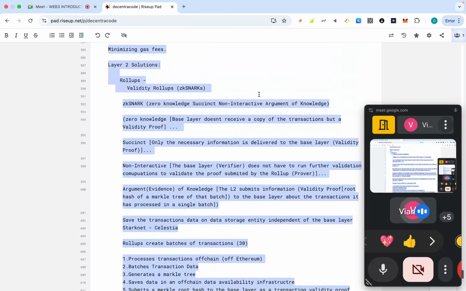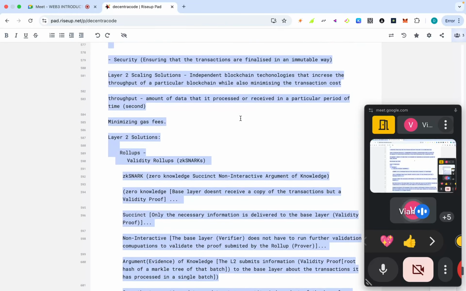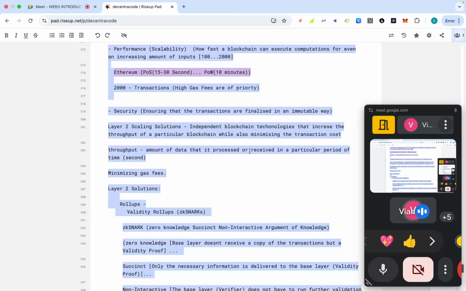Just like we defined them up here, we were saying layer 2 solutions are independent blockchain technologies that increase the throughput of a particular blockchain. So in this case, if Ethereum was supposed to run maybe 15 to 30 transactions in a particular second, because of Starknet, it can now execute more transactions in that particular second because it now has an extra computing power from Starknet that is running transactions and then validating that those transactions exist on Starknet.